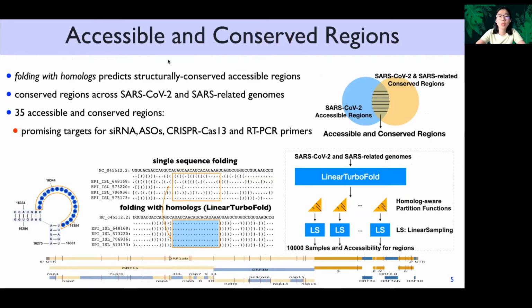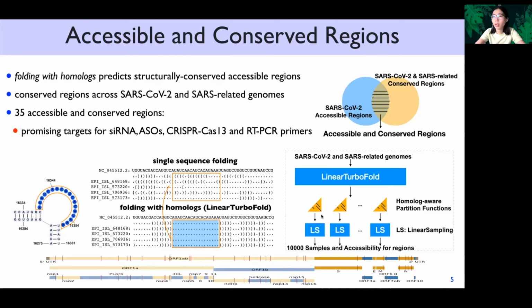LinearTurboFold can also help to identify accessible and conserved regions. We noted that SARS-CoV-2 genomes have a pretty high sequence identity. There are only about 1% to 2% mutations. If we predict their structures separately using algorithms, we get totally different structures. That means single-sequence prediction is sensitive to mutations. But folding with homologs like LinearTurboFold can help to predict structurally conserved accessible regions.